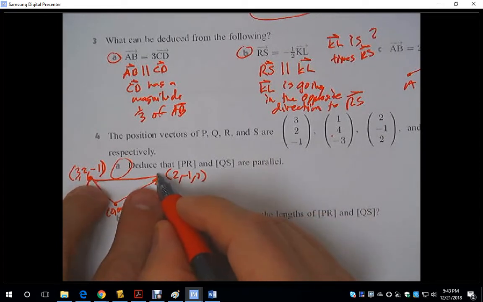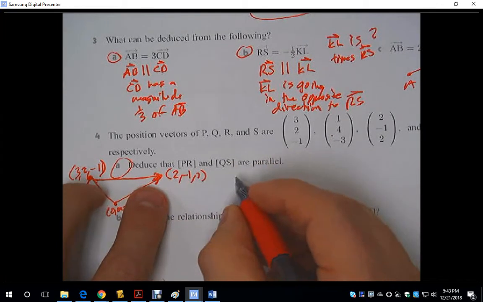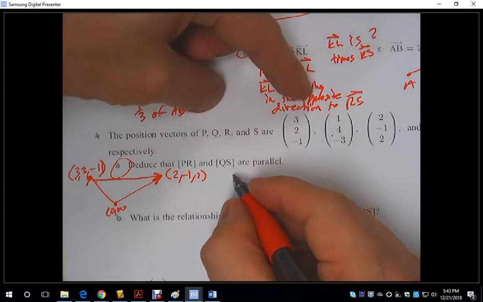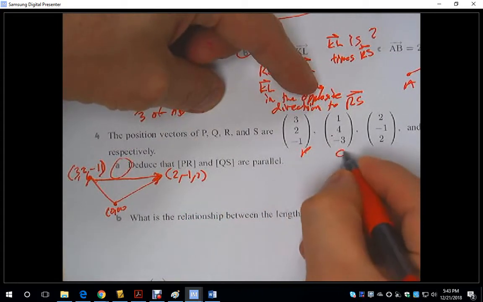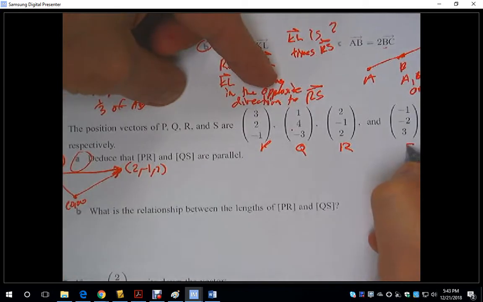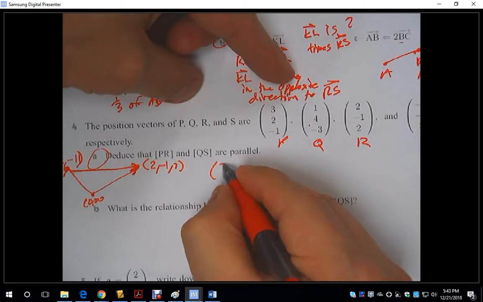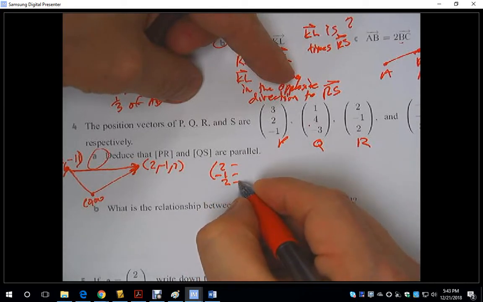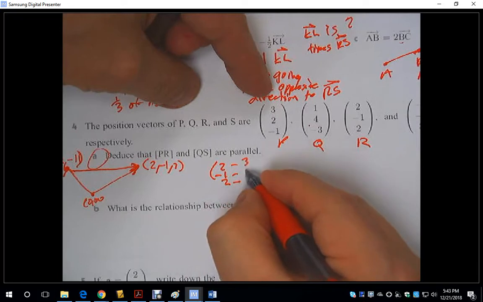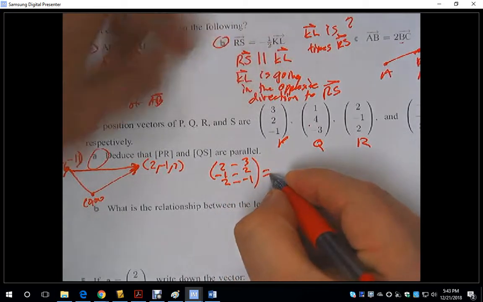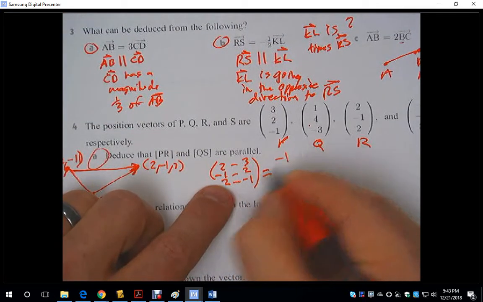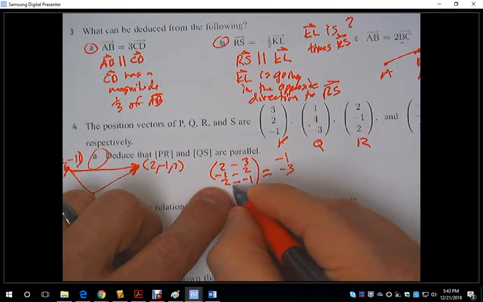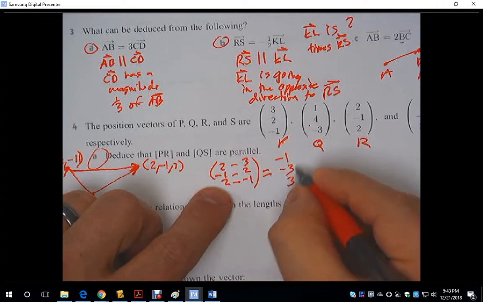Let's find our vector then. Let's do head minus tail. Again, direction doesn't matter, so we're going to do head minus tail. This is P, Q, R, and S. I'm going to take R, which is (2, -1, 2), and subtract the tail P, which is (3, 2, -1). That gives us 2 minus 3 is -1, -1 minus 2 is -3, and 2 minus negative 1, that's a positive, 2 plus 1 gives us 3.